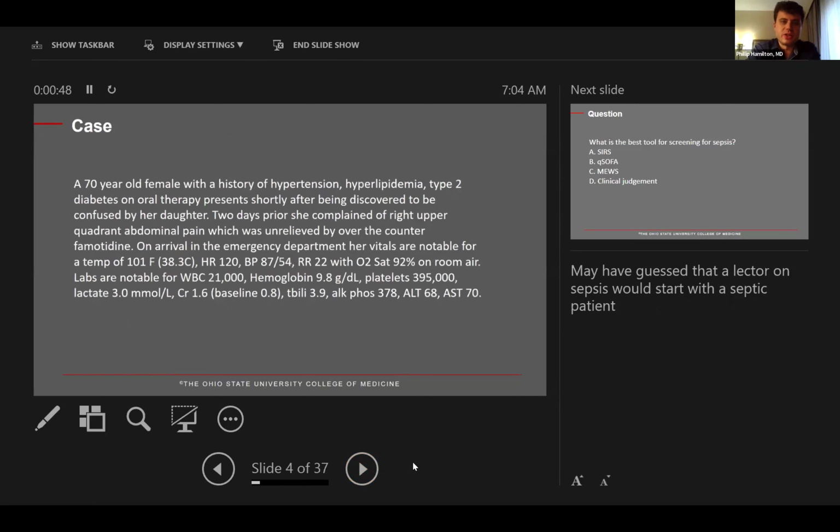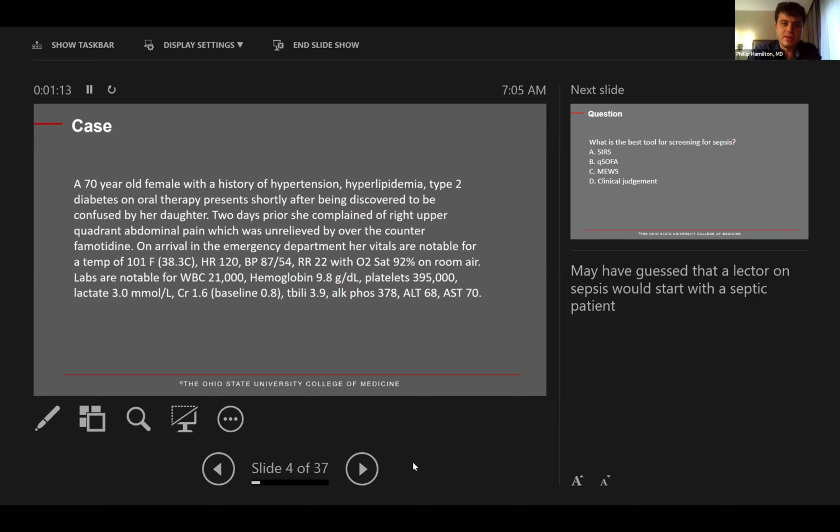And so, as always, we'll start with a case. This patient is a 70-year-old female, history of hypertension, high cholesterol, and type 2 diabetes on oral therapy for her diabetes, who presents shortly after being discovered confused by her daughter. 2 days prior to presentation, she complained of some right upper quadrant abdominal pain, which was unrelieved with over-the-counter famotidine.